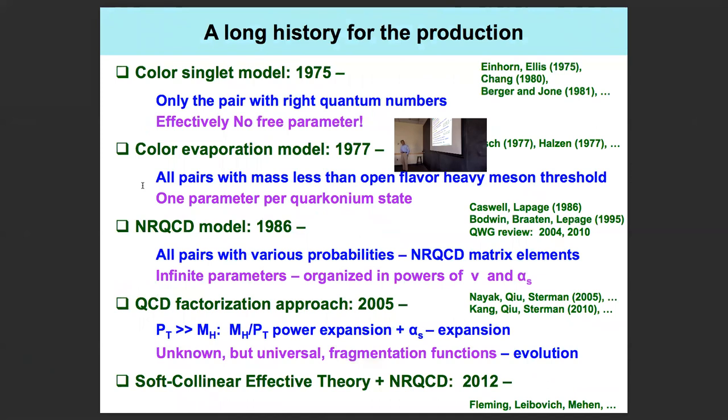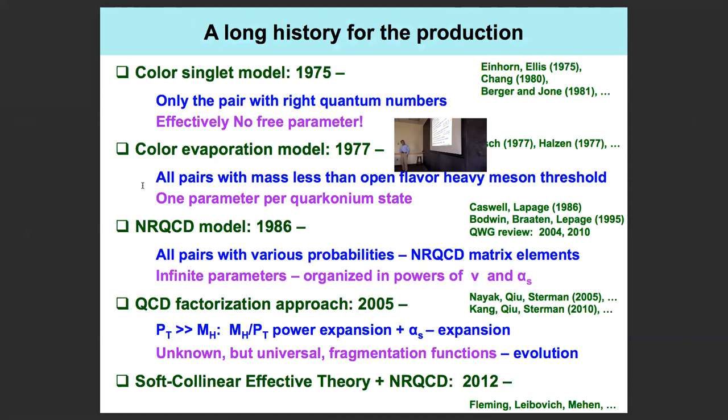All the models. The color singlet model effectively says only the pair with the right quantum number can become a bound state. When they proposed it, right after the J/psi was discovered, there was effectively no free parameter, because the transition from the pair to the bound state can be related to the decay of the pair to the final state. So in that case, it related to the wave function origin, no free parameter. It has great predictive power and also a great chance to fail. Then the color evaporation model says, look, I don't have to produce a pair with the exact quantum number. I can produce a pair with a slightly different quantum number, but if you have enough energy, they can radiate some particle. Then they eventually convert themselves into the bound state.